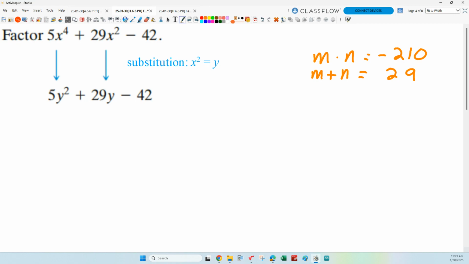Okay, so what kind of a table would we make here? Do we want pairs of numbers that multiply to negative 210 or pairs of numbers that add to 29? Add to 29 because the product is negative, okay?